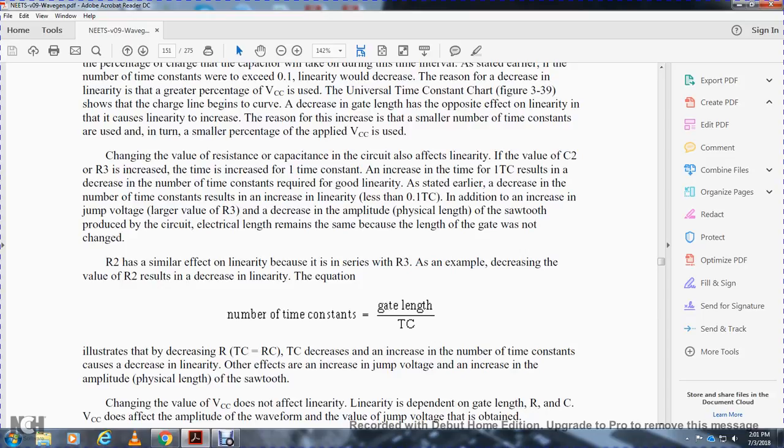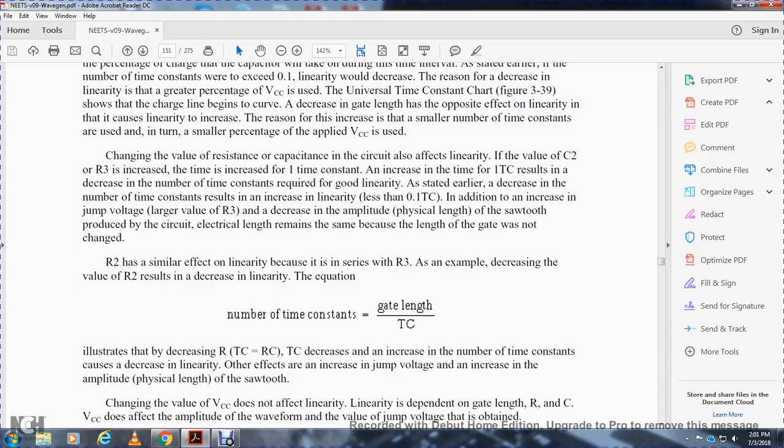Changing the value of the resistance or capacitance in the circuit also affects the linearity. If the value of capacitor 2 or resistor 3 is increased, the time constant increases. An increase in the time constant results in a decrease in the number of time constants. As stated earlier, the decrease in the number of time constants results in increased linearity, with less than 1/10 of the time constant. And the difference increases with the voltage jump for larger values of resistor 3.